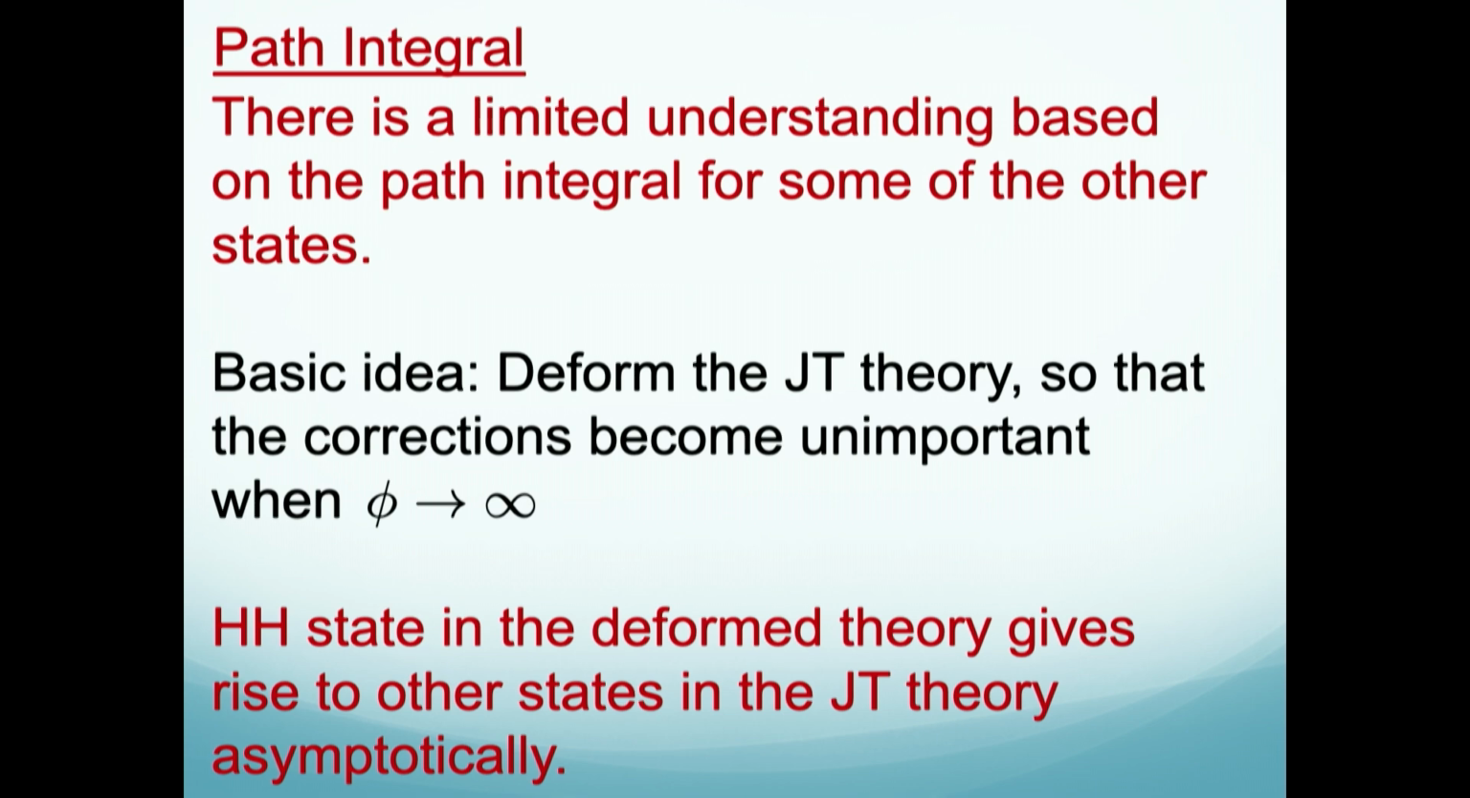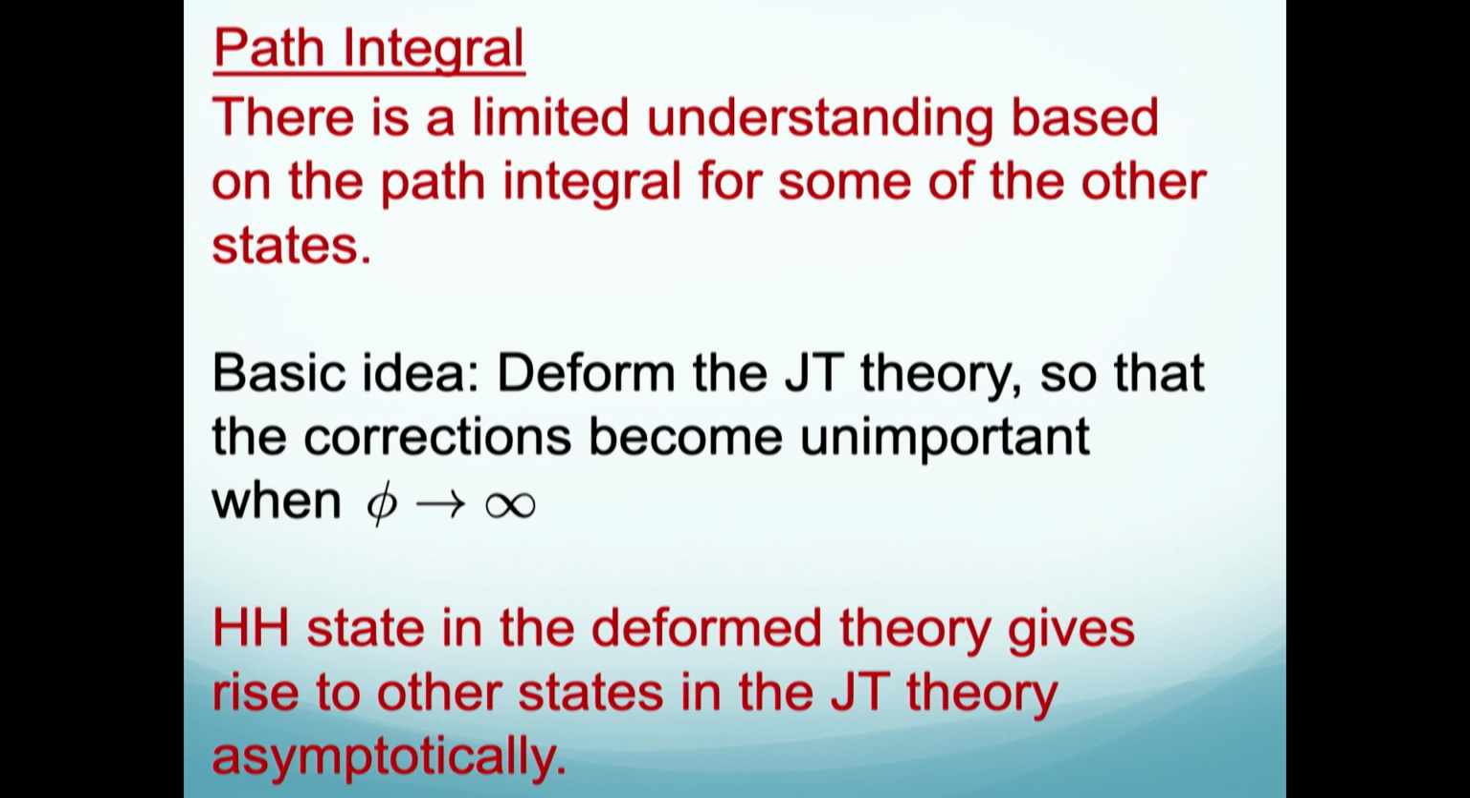Can we understand these other states? There's a limited understanding we have for some of these other states. The idea is as follows. Let's say we could deform JT theory by changing the dilaton potential, so that asymptotically, in the classical region, where the dilaton becomes very big, that potential goes to the JT potential.